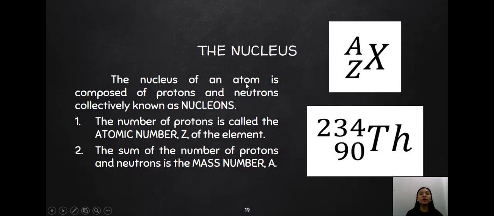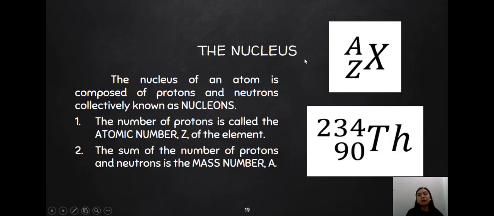Now, the nucleus of an atom is composed of protons and neutrons. So inside, di ba, if this is your nucleus, it is surrounded by electrons. And knowing that the electrons are outside, ano po yung nasa loob? So yung natira lang po, which are your protons and neutrons. And these protons and neutrons are collectively known as your nucleons. So when I say nucleons, I'm pertaining to protons and neutrons.